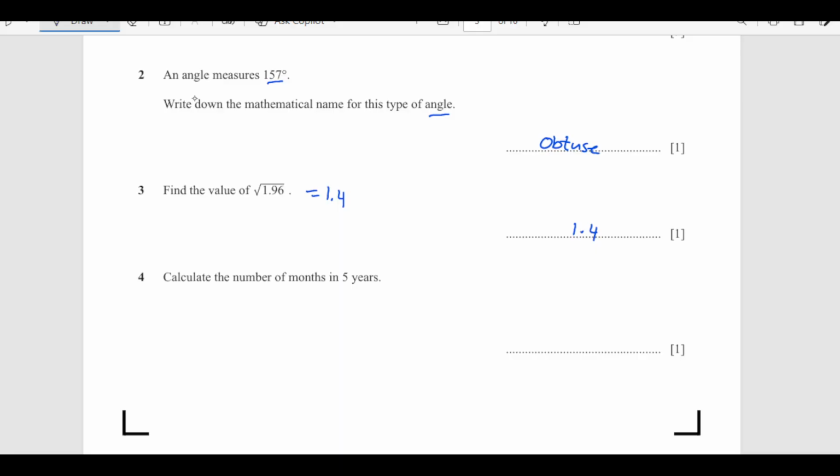Now calculate the number of months in 5 years. As you know, 1 year is equal to 12 months, right? So 5 years is going to be 5 times 12. So this is 60. The number of months will be 60 here.